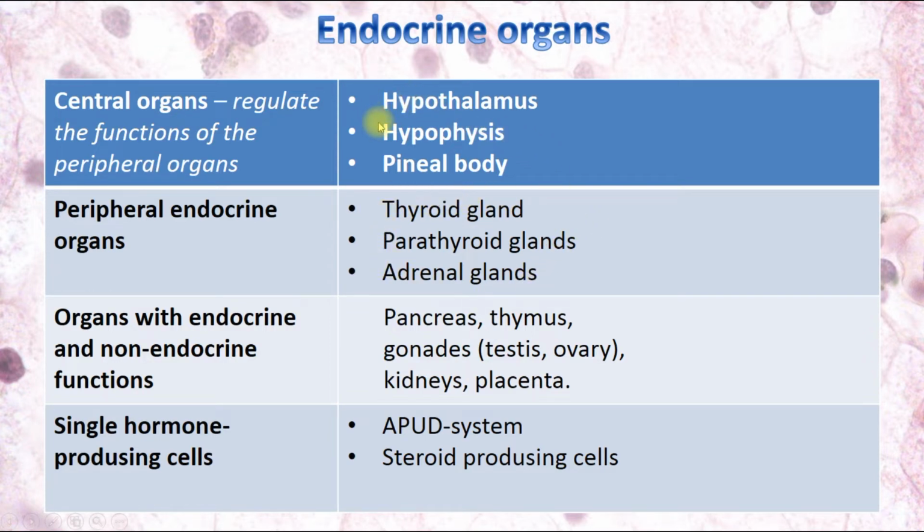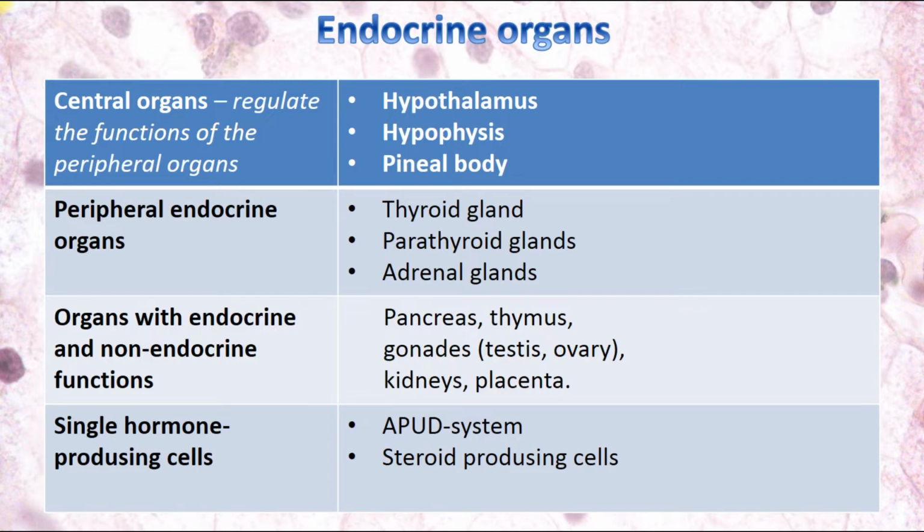And also we have single hormone-producing cells. They are of two kinds: steroid-producing cells and APUD system. APUD, this abbreviation means amine precursors uptake and decarboxylation. So cells of the APUD system use amino acids for the synthesis of their hormones. Both kinds of single hormone-producing cells are distributed in different organs, usually in epithelia, covering and lining, but sometimes they are present in other places.